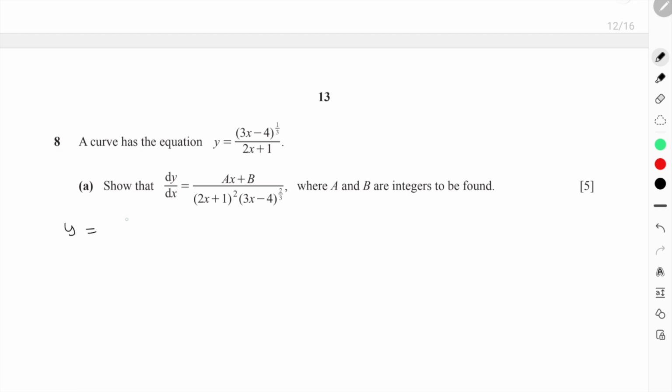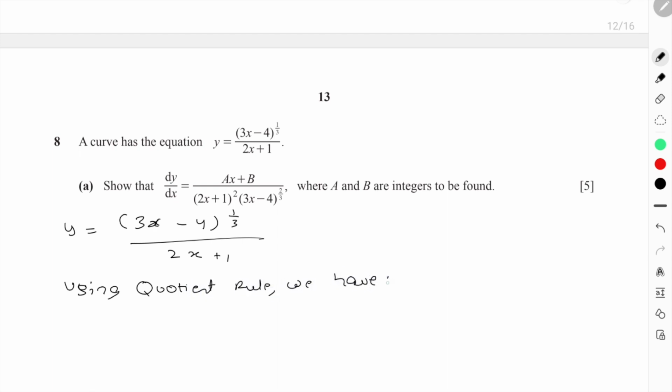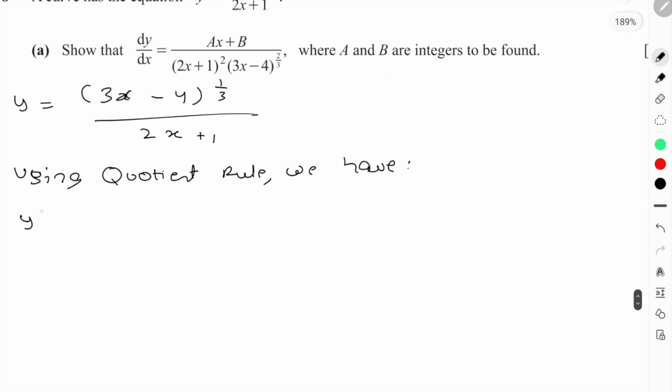So we have y equals 3x minus 4 to the power of 1 by 3, over 2x plus 1. So first, specify what you're using. So using the quotient rule, we have, first let's differentiate this. That's 1 by 3 minus 1, multiplied by 3 because of chain rule.